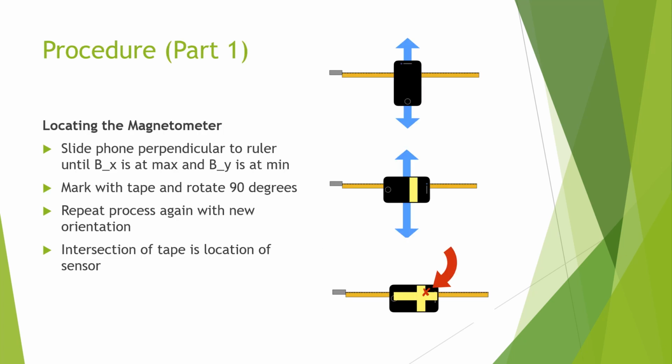The first part of the procedure was locating the magnetometer. First, slide the phone perpendicular to the ruler until Bx is at a max and By is at a minimum. Then, mark the tape and rotate 90 degrees. Repeat this process again with a new orientation. Then, the intersection of tape is the location of the sensor.